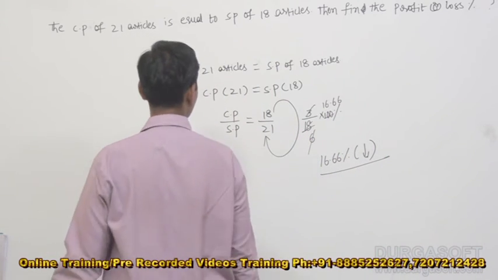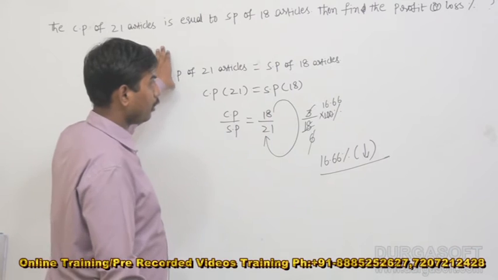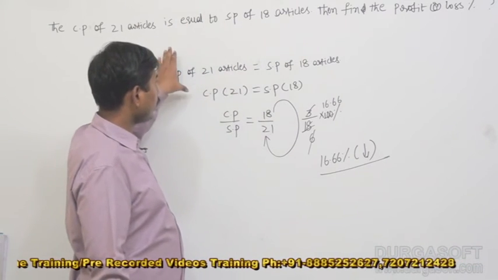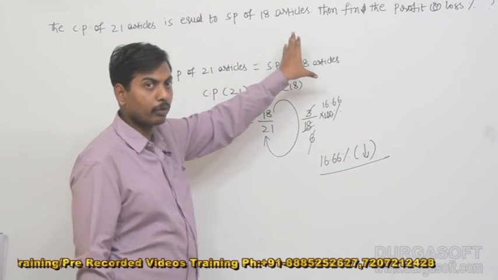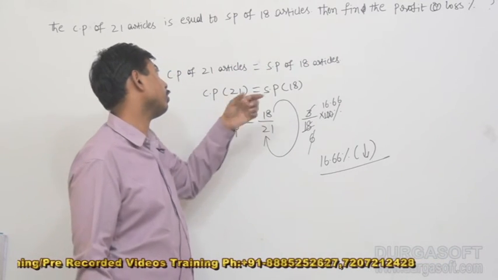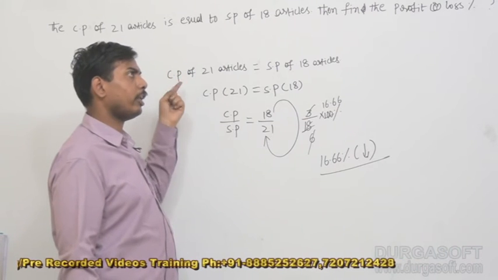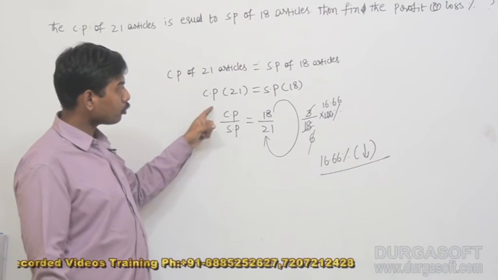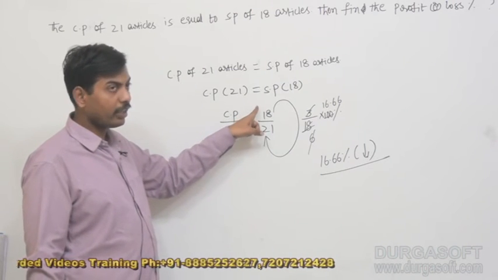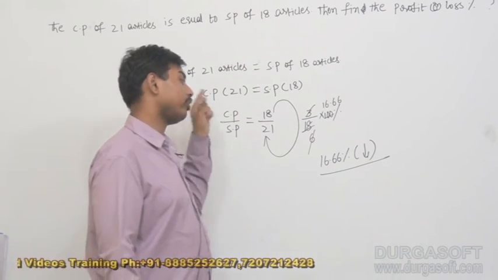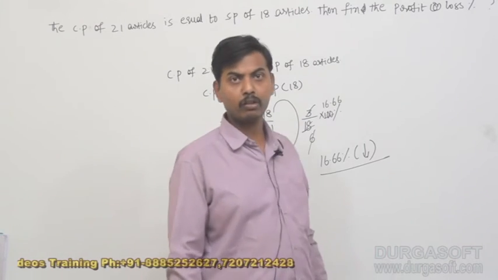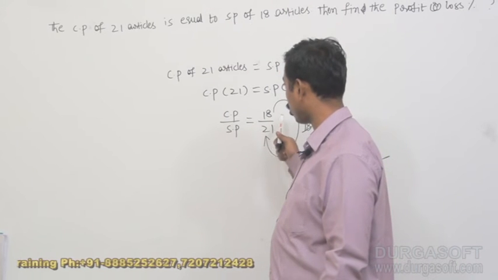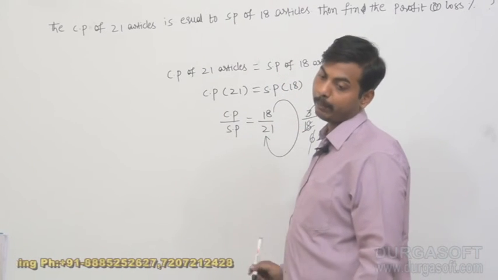Now the theme is very clear. Cost price of 21 articles is equal to selling price of 18 articles. Whenever we get these kinds of statements, we have to write the ratio from cost price to selling price. Cost price to selling price is 18 is to 21. Cost price is 18 parts and selling price is 21 parts, means total how many parts have we lost? 3 parts we have lost.